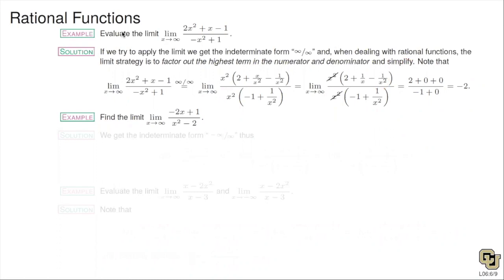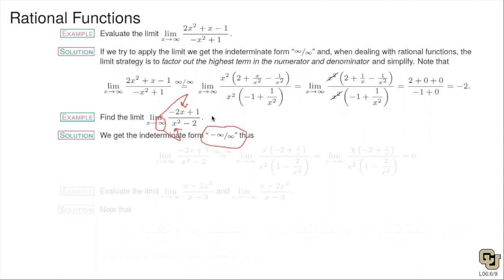So for this next example, again, I'm plugging in the infinity just in the highest order terms, because these are polynomials, and for large x, the highest degree term controls the polynomial. And so I get -infinity over infinity when I do that.